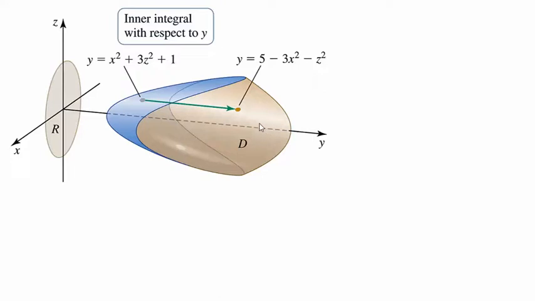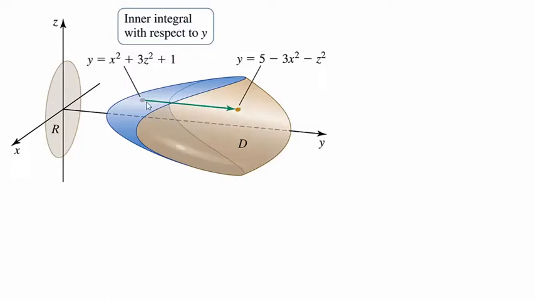So we want to find the volume contained between these two surfaces, in the intersection of these two surfaces, which is given by this kind of curvy line right here. All right. So the first thing to think about is what you want to integrate with respect to first. What's your inner integral going to be?